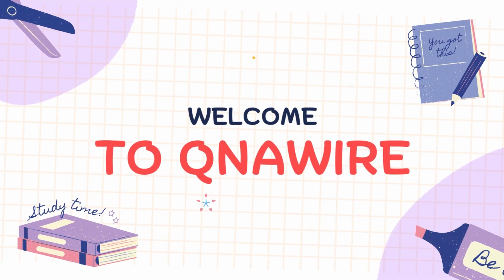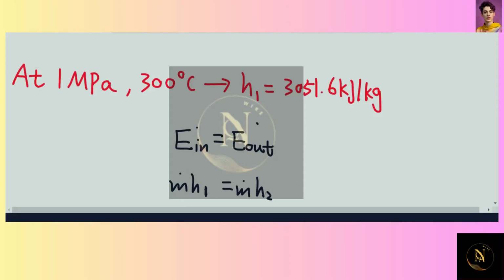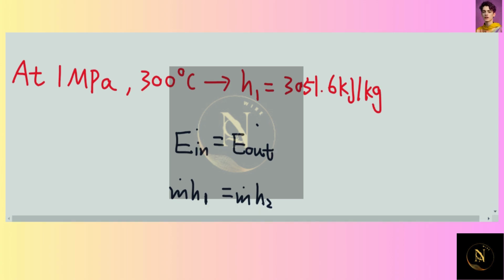Welcome to qnawire. Okay, so for this question, we need to use table A6, which is the table for superheated water. So at 1 megapascal and temperature 300 degrees Celsius, the corresponding enthalpy is given as 3051.6 kilojoule per kilogram.